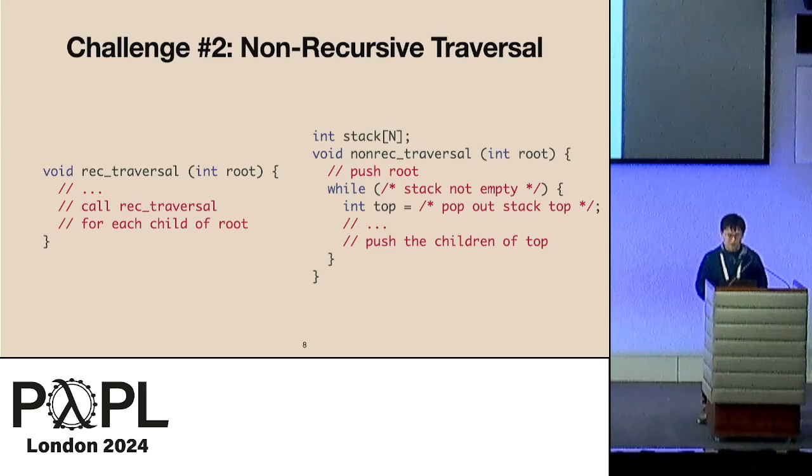A basic template for a non-recursive pre-order traversal is like this. The main part is a while loop, and in each iteration of the while loop, the stack top node will be popped from the stack if the stack is not empty. And after executing some code about the stack top node, the children of the stack top node will be pushed into the stack, and then the next iteration will start.